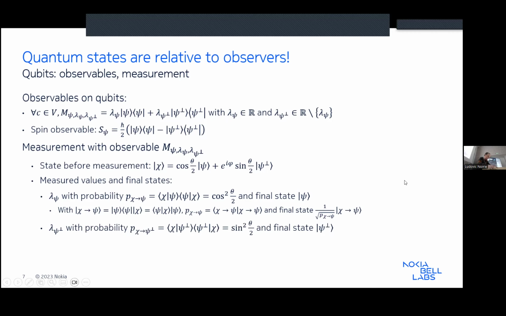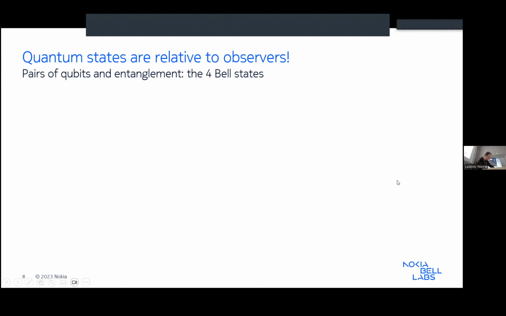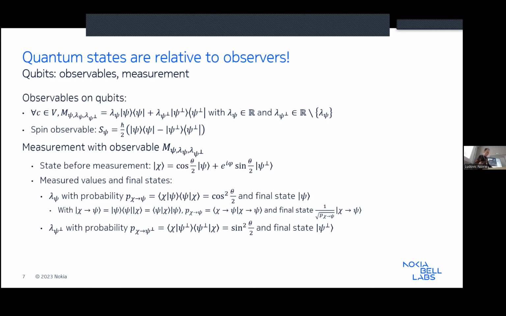You can also measure the other eigenvalue with the probability that is the square of the sine of theta divided by 2. And the formula works the same as above, replacing psi by psi orthogonal. So we will use this, because we will proceed to measurements on pairs of qubits. So we will use this formula later.